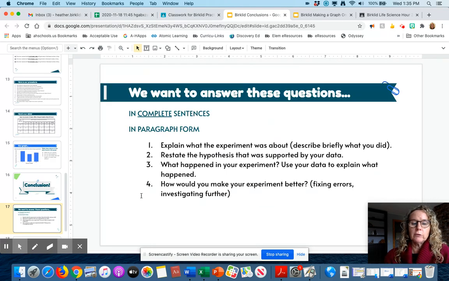Again, remember we want to do 4 things. We want to explain what the experiment was about, so briefly describe what you did, 1 sentence. Then in 1 to 2 sentences, you're going to restate the hypothesis that was supported by your data, and then use data to explain that. Then explain what happened, and then how would you make it better, fix errors, or investigate.